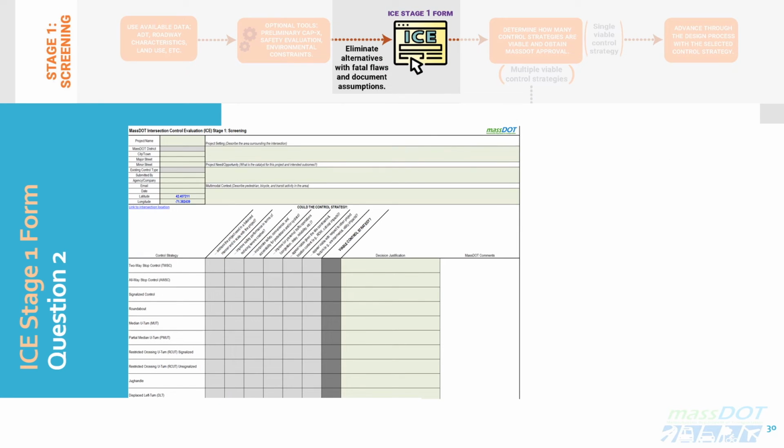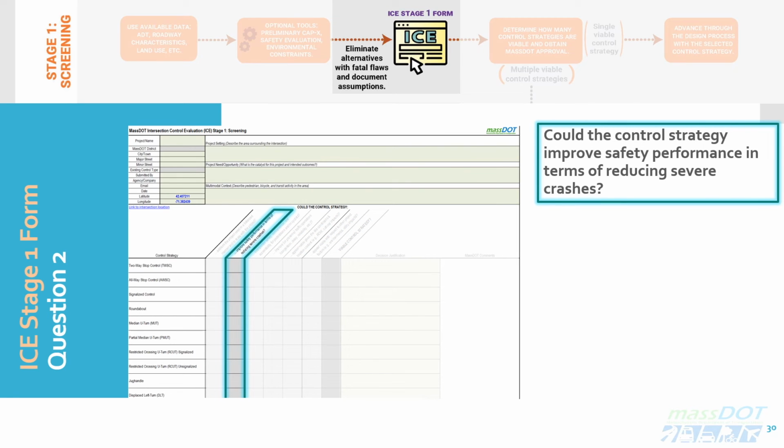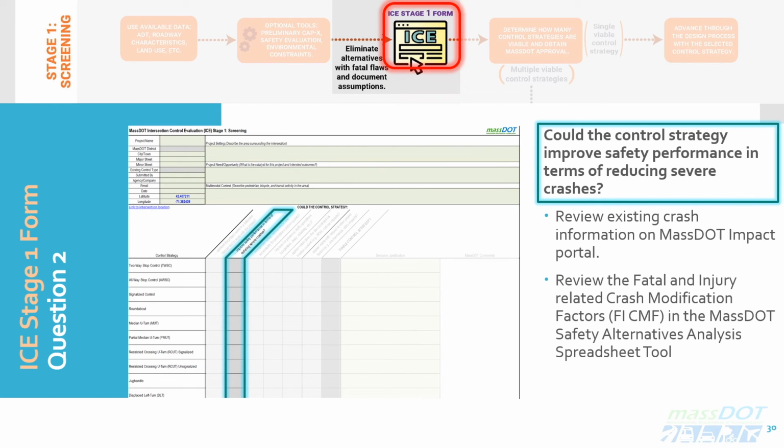The second question on the ICE Stage 1 form reads, could the control strategy improve safety performance in terms of reducing severe crashes? To answer this question, consider historical crash data from the MassDOT Impact Portal and consider the crash types impacted by each control strategy.